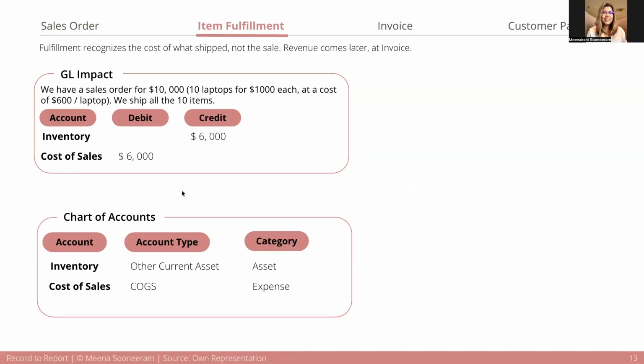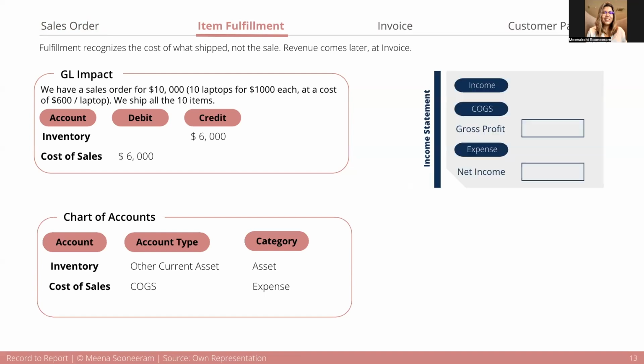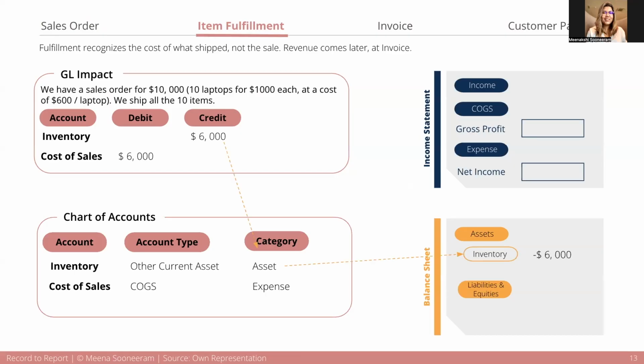And if we look at our chart of accounts, inventory, as we have seen earlier, is an asset account located on our balance sheet, whereas your COGS is an expense account and it is located on your income statement. So let's take a look at our financial statement. On the income statement, we now have $6,000 representing the cost of the laptops we have sold. And on the balance sheet, our inventory decreased by 6,000.